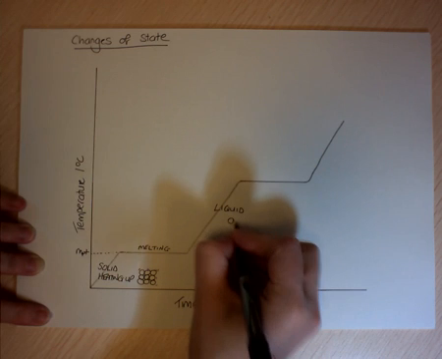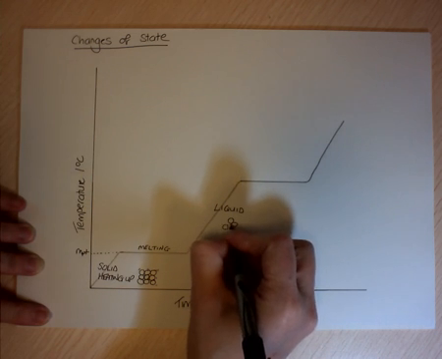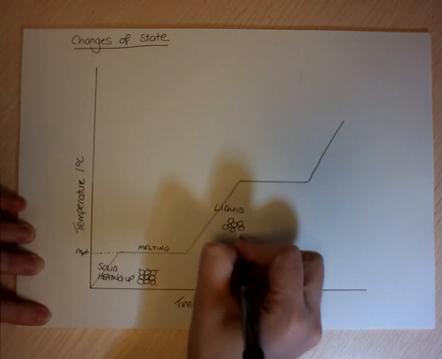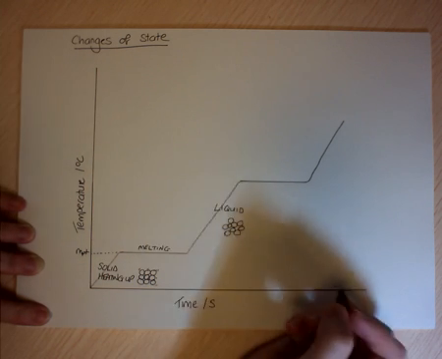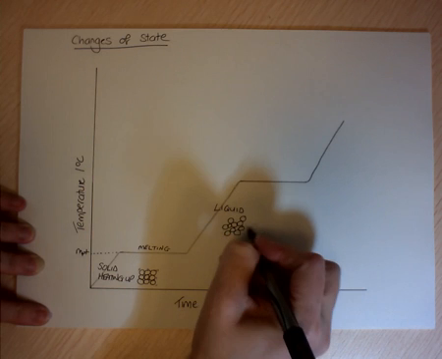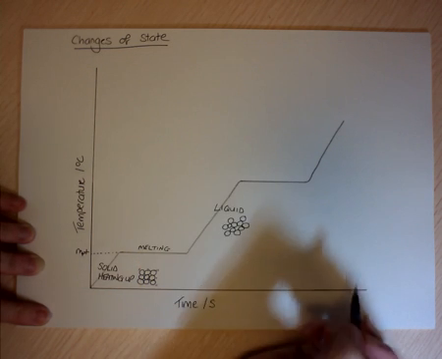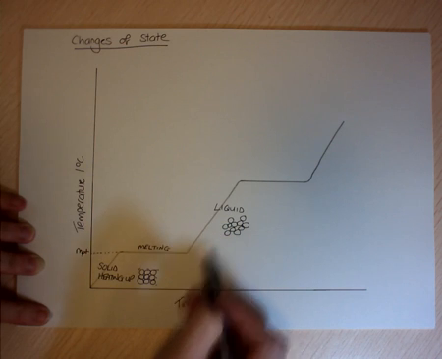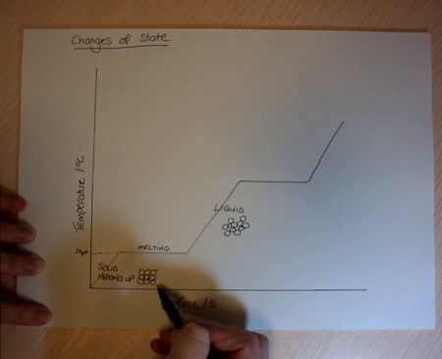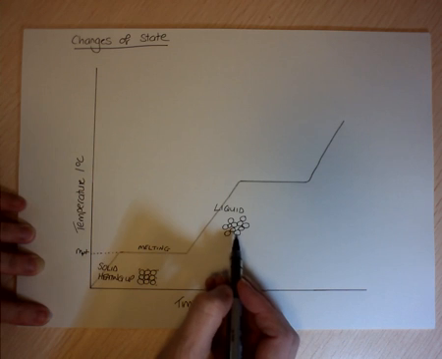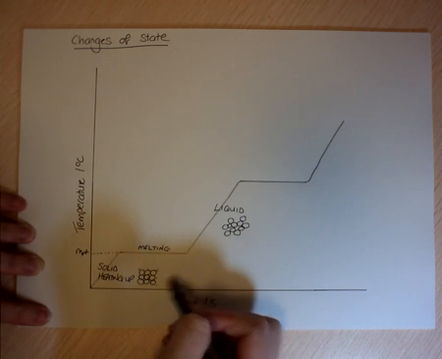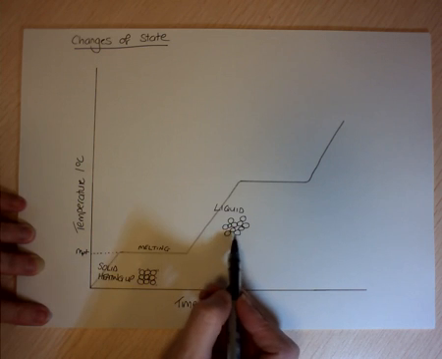Now, in the liquid phase, we need to remember that most of the particles are still touching. Every particle should be touching at least one other. But we can see that the arrangement is now random. There is no regular pattern like in the solid. Now the movement of particles is no longer limited to just vibrations, but they can move positions.